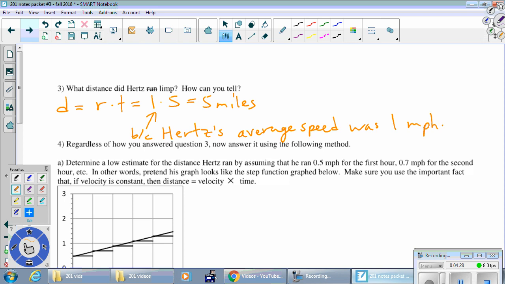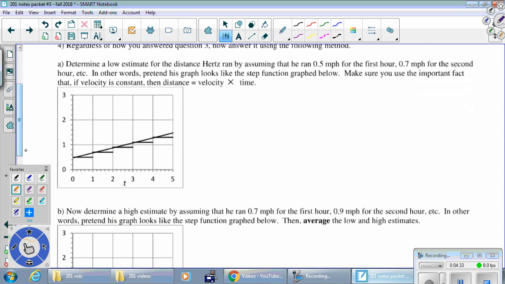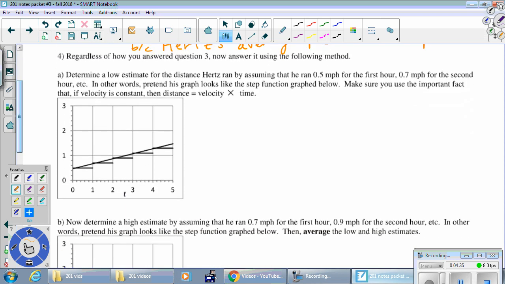Okay, but now we're going to answer that same question in a different way, a more calculus way, and a way that's going to go somewhere good. We're going to determine a low estimate for the distance Hertz ran by assuming that he ran 1/2 mile an hour for the first hour. Let's take a look at his graph right here. Here's the diagonal line. That's Hertz's actual graph. But we're going to make simplifying assumptions. We're going to assume that in the first hour, he was running at this constant speed, which is around 1/2 mile an hour. And then in the second hour, he was running at this constant speed.